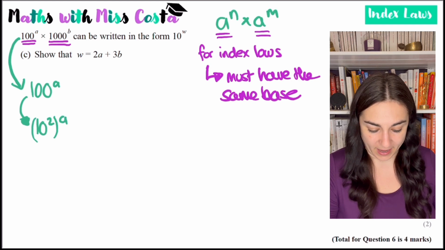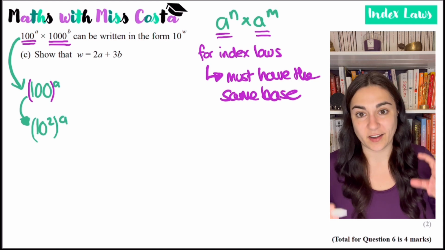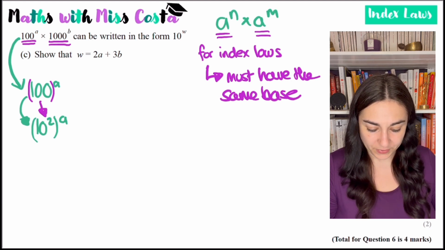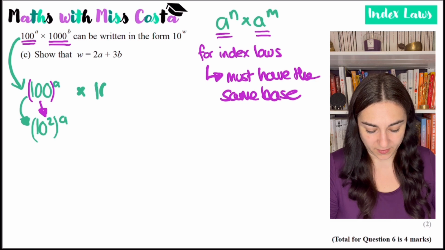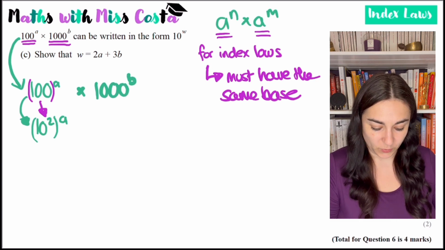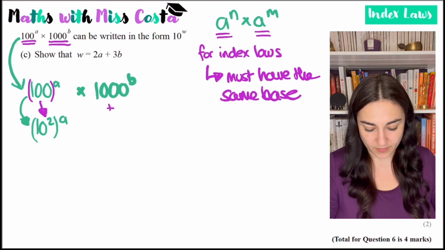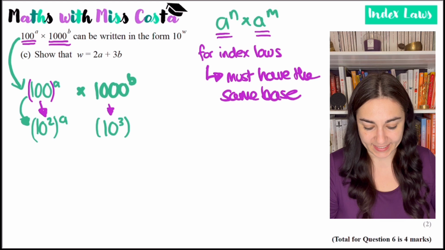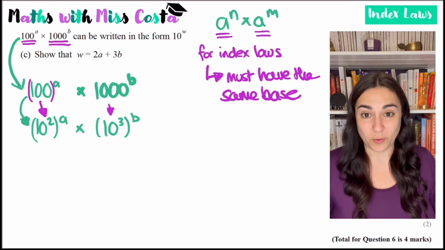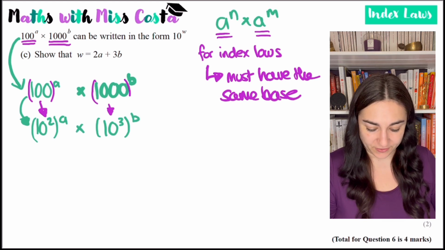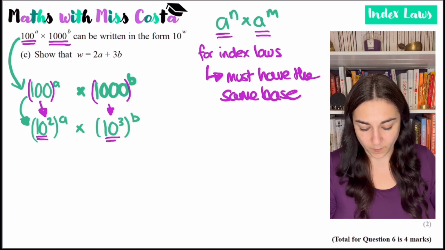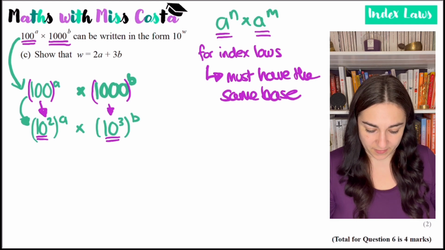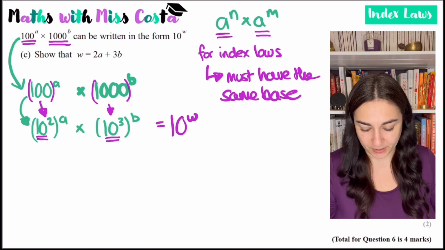And that would end up being to the power of a. So all I've done is, instead of saying 100 to the power of a, I've rewritten 100 as 10 squared. Now I want to do the same thing with 1000 to the power of b. So what's 1000 as a power of 10? Well, 10 times 10 times 10 is 1000. So I could rewrite that as 10 cubed to the power of b. So all I've done is written my calculation so that I now have common base numbers, because then the laws of indices apply. And I know that this can be written in the form 10 to the power of w.